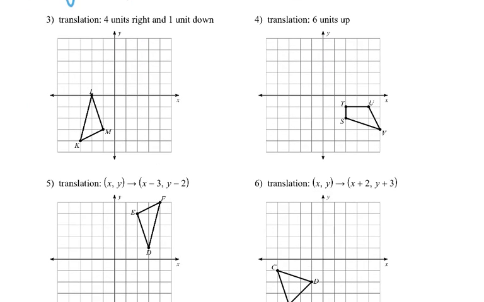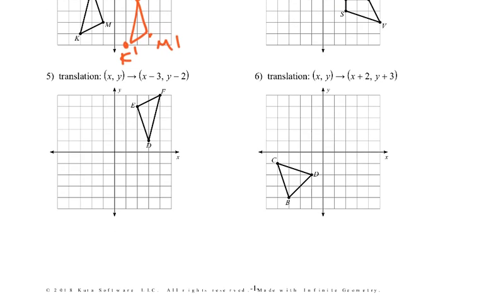Alright, so 4 units right and 1 down. So 4 to the right and 1 down. 4 to the right and 1 down. So K prime, M prime. 4 to the right and 1 down. And L prime. Okay, translation just 6 units up. So we just bring everything up by 6 units. And we get that shape, which is T prime, S prime, U prime, and V prime.